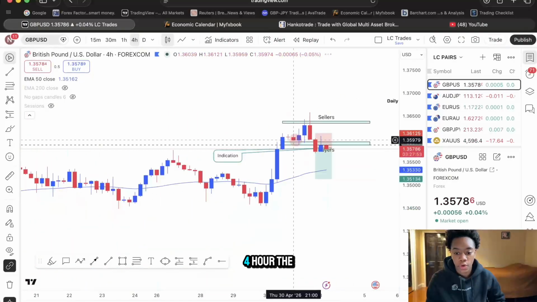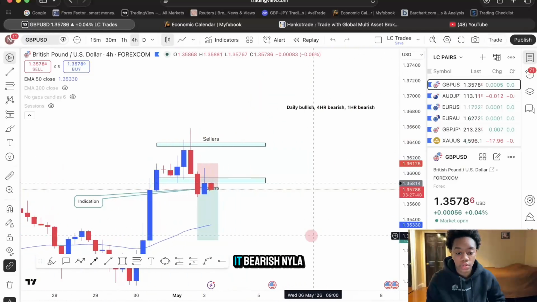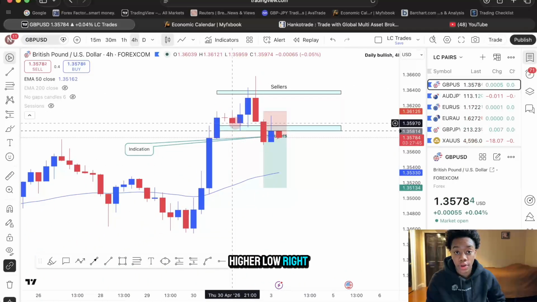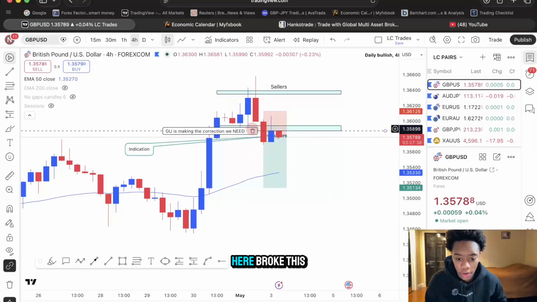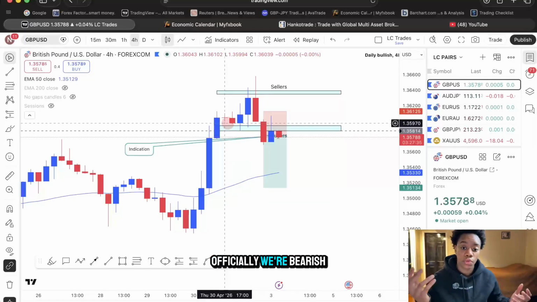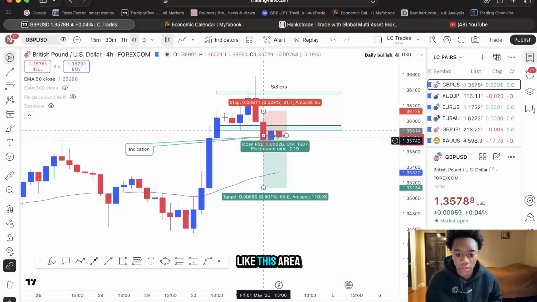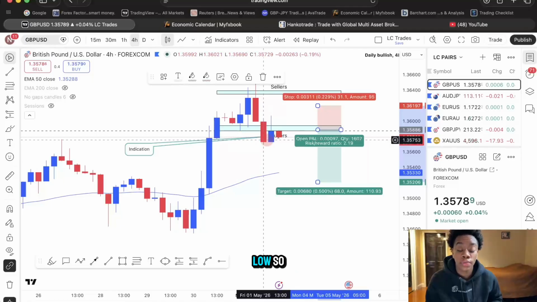Cool. 4 hour. The 4 hour is bearish. So why is it bearish, Nyla? Because this was our higher low right here, and this is our higher high. Once we break this higher low with another candle, which we did, this candle right here broke this higher low officially. We're bearish. So there's a lower high and there's now a lower low. This area right here is our lower low.